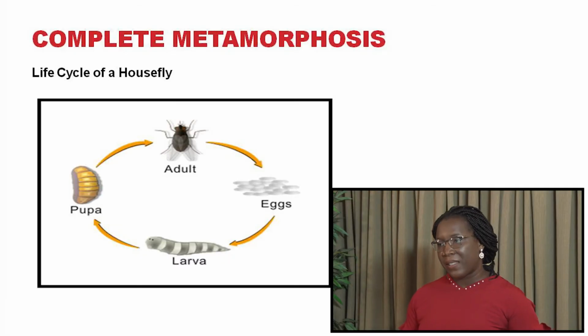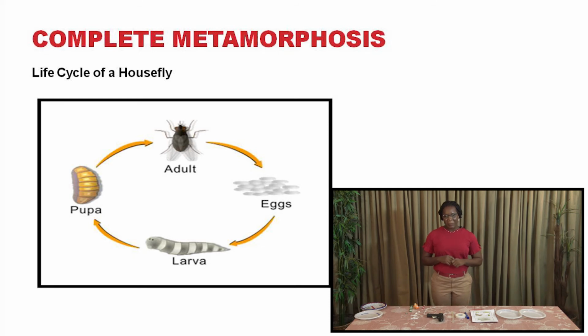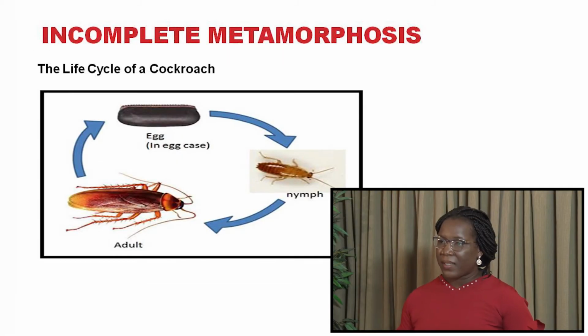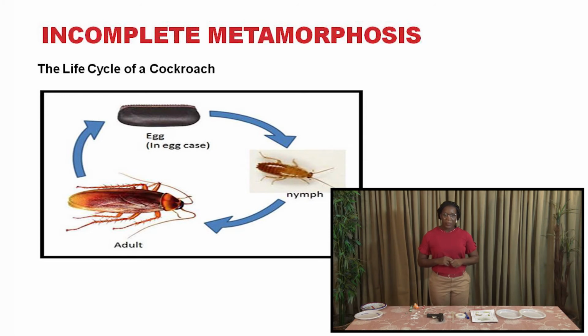Complete metamorphosis. Life cycle of a housefly. Here you can see the 4 stages: eggs, larva, pupa, and adult. Incomplete metamorphosis. The life cycle of a cockroach. Here you can see the 3 stages: egg, nymph, and adult.